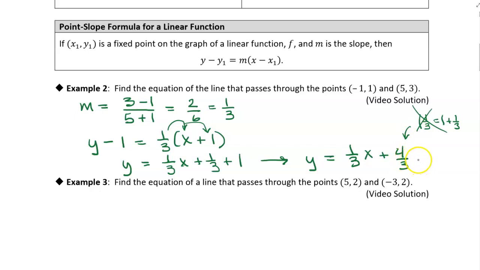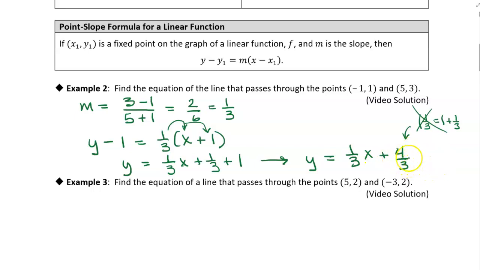Any fraction is fine. Or you could write this as a decimal, but it's a repeating decimal, right? When you're dividing by 3, you're going to get 0.3333, and then that goes on forever. So you're not going to get an exact answer; you're going to get a decimal approximation. So probably the best way to write this is 1/3 x plus 4/3.